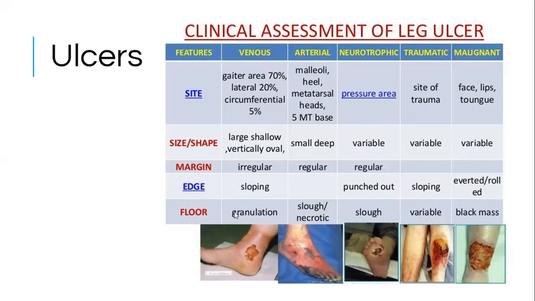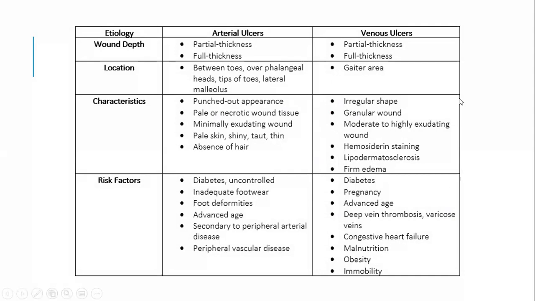The venous ones are slowly trying to heal, so there might be some granulation. The arterial ones, they don't have the blood supply to heal, so they look awful and sloughy and necrotic. This is actually a really good summary. If you guys want to take a quick screenshot of that.